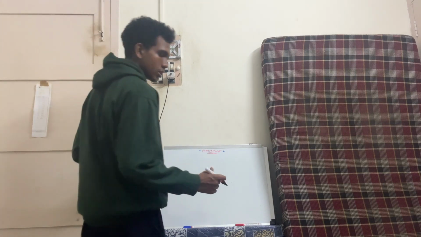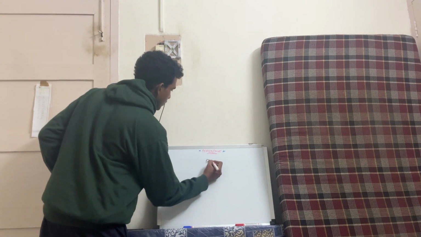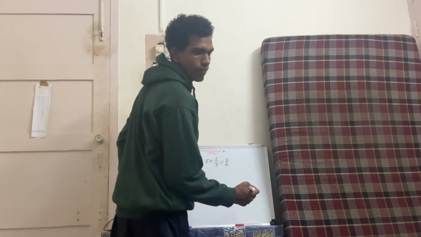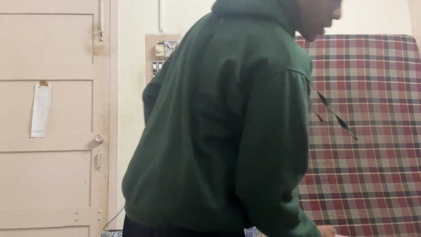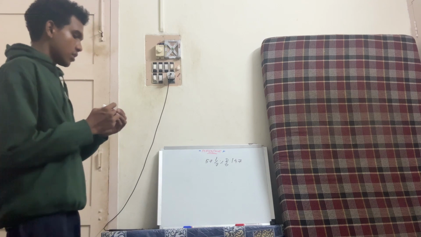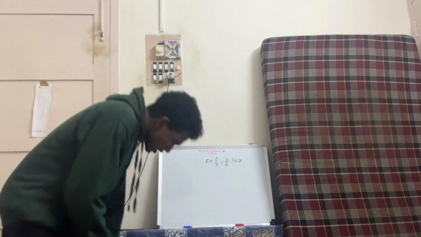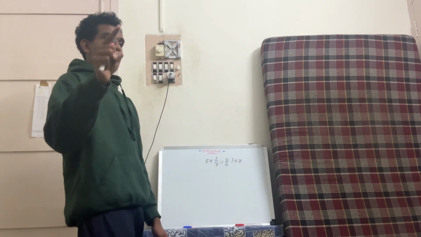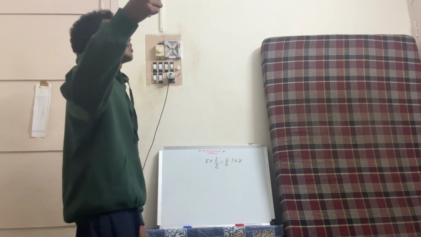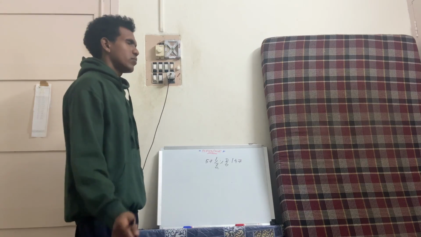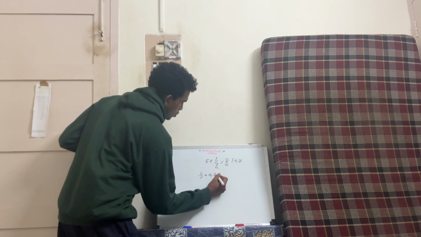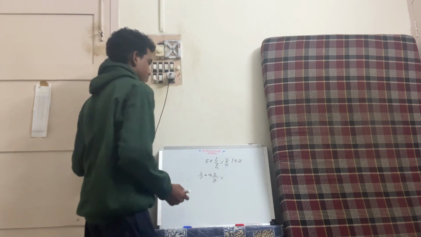So let's do another question. We need to find 57 1 by 7 percentage of 147. The fastest way to do this is to check this 1 by 7. We know that 1 by 7 is equal to 14.28%, 14 2 by 7%. 1 by 7 is equal to 14 2 by 7 percentage.